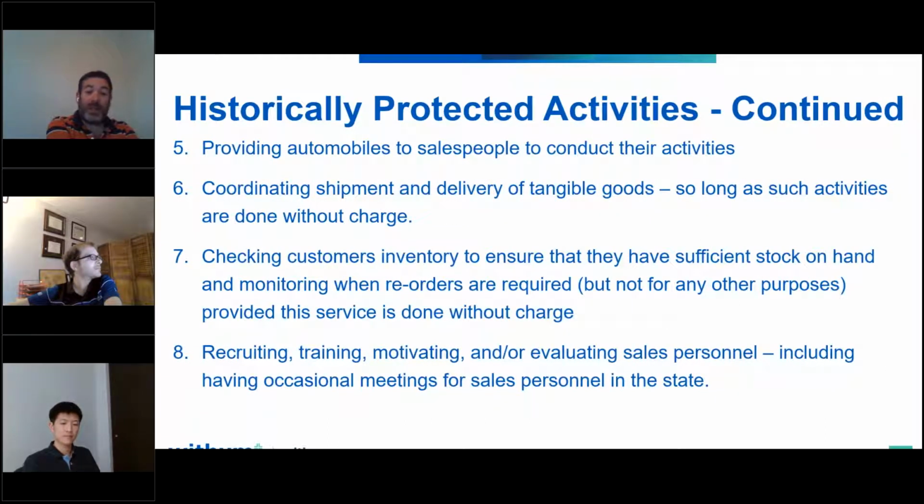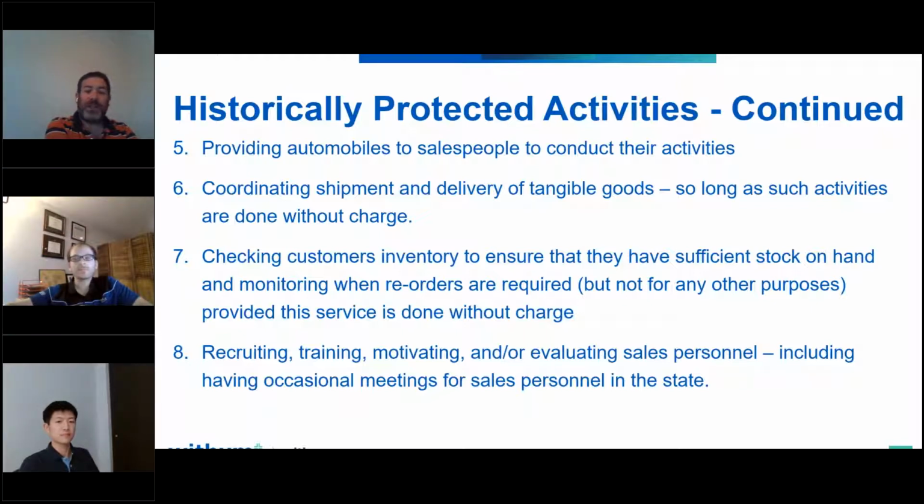So you can provide automobiles to your salespeople to do their activities. You can coordinate shipment and delivery of goods, as long as you're not charging for it, because as soon as you charge for providing logistics services, now you're providing a service. So you have to give that away. You can also do things like inventory checks to see when a customer needs to reorder. Do they have sufficient stock?